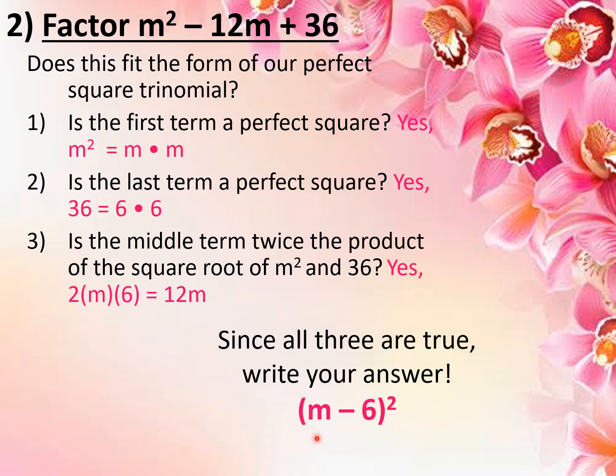Sayun ra kayang pag-factor, get the square root of the first term, m squared, the square root is m, get the square root of the last term, 36, the square root of 36 is 6, kopyaon ang sign ni middle term, negative, so that is m minus 6 squared. These are the factors of m squared minus 12m plus 36.